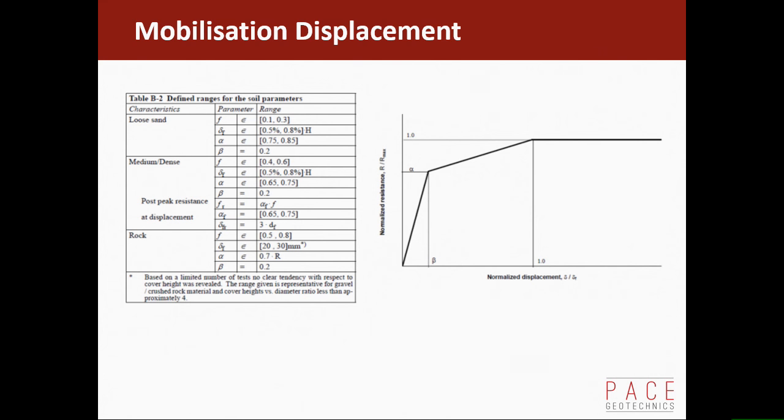Mobilization displacement. When your pipeline starts to move upwards, there's not a lot of resistance immediately. It needs to go a little bit further to actually build that resistance up. And the DNV are very kindly, and this is right, they did correct some of this from the previous version, produced these charts. So if you've got loose sand, you've got alpha and beta.